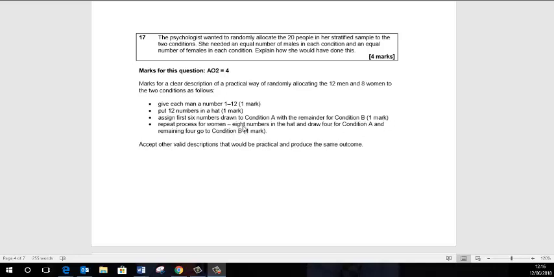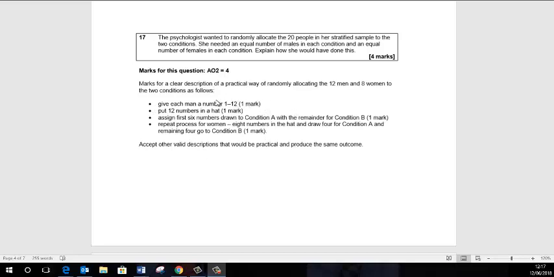And obviously, you're expected to pick up on the fact that you only need 8 females. So you've chosen your females, you put all of their names on a list, you allocate them a number, put the numbers in a hat, and the first 4 go into A and the second 4 go into B. So it is quite wordy, it's quite simple, but it is important that you literally go through that process.